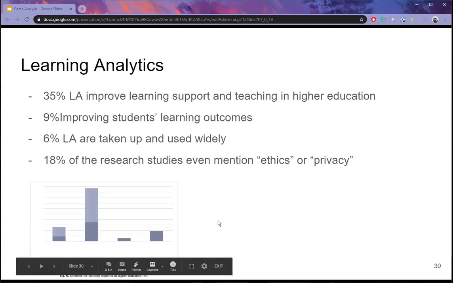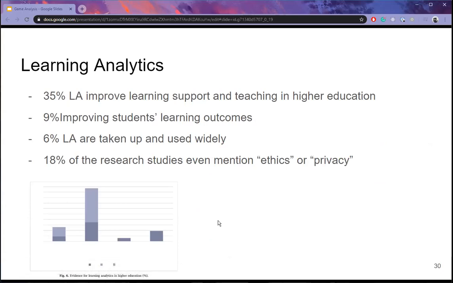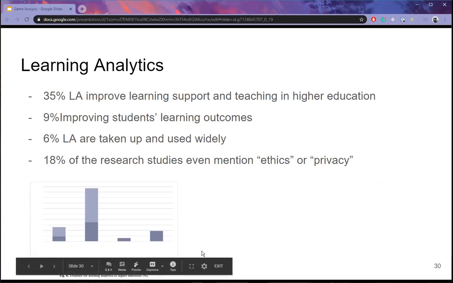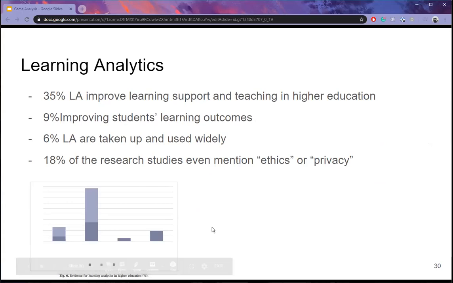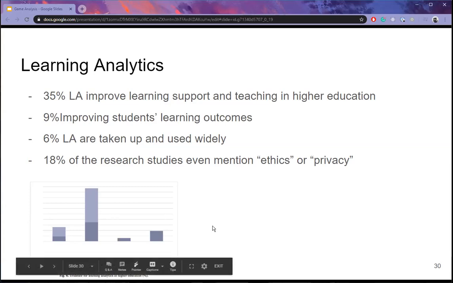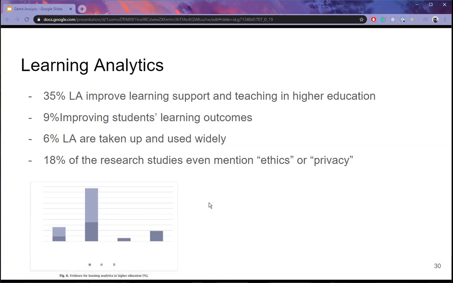Can you go to the next one? So about those numbers, only 35% of the articles improve learning support and teaching in higher education, and this is what they classify them as. 9% improve students' learning outcomes only, and 6% of the articles say that learning analytics are taken up and used widely. 80% of the research studies do not even mention ethics or privacy.